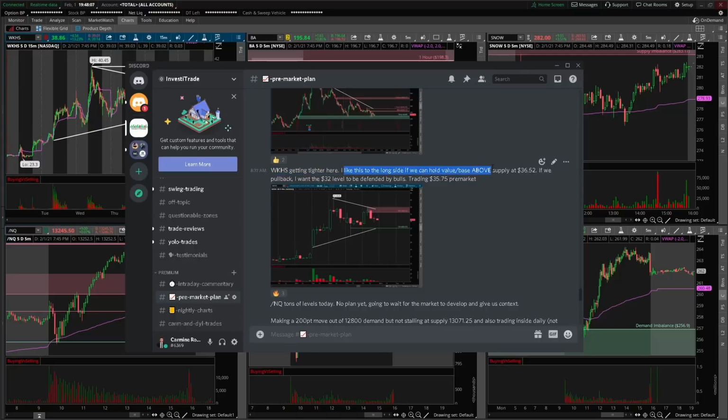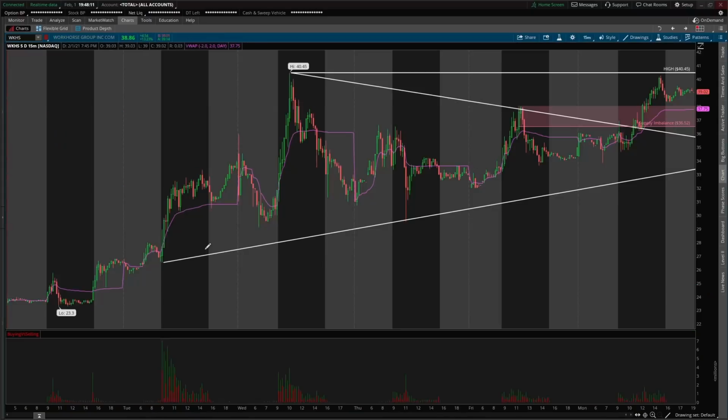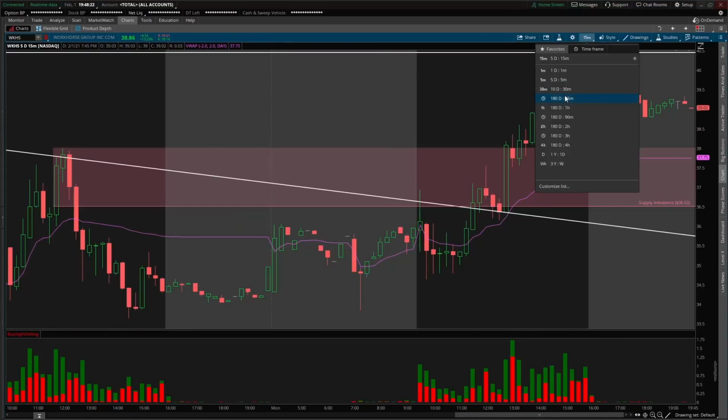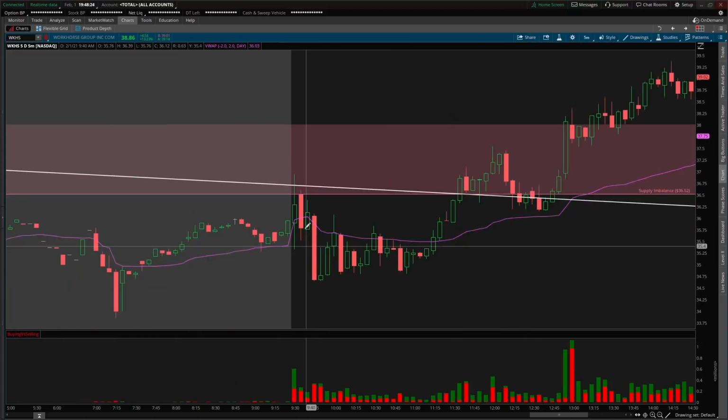If we could hold value and base above supply at 36.52. We were also wedging, which was getting super tight. We were making lower highs and we were also making higher lows, so it was getting tight. We had supply. And if we go to an intraday chart, what I saw here was the first 5 minutes we sold off.